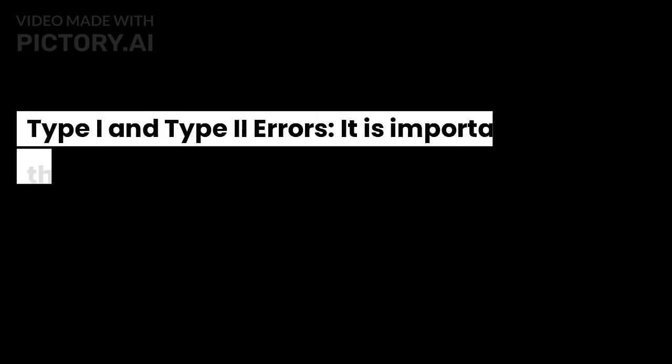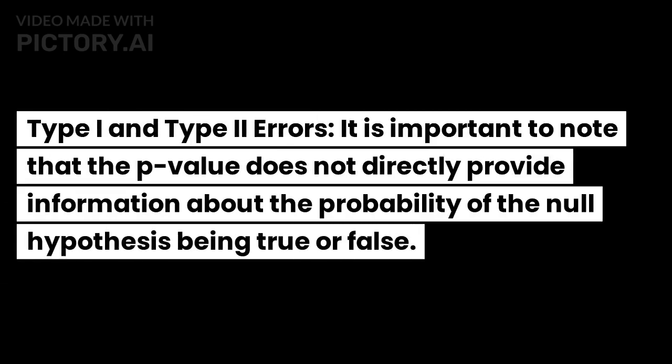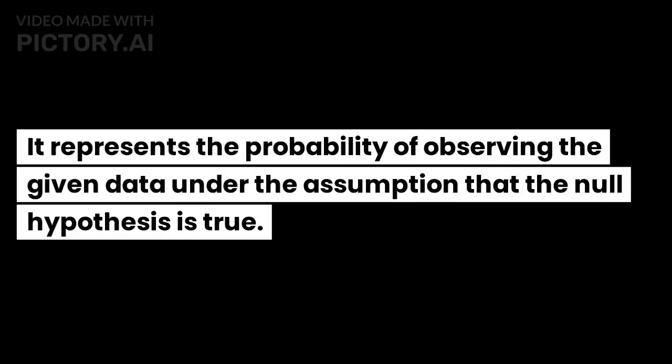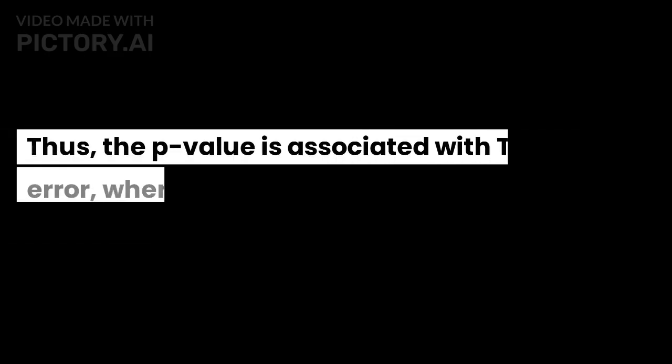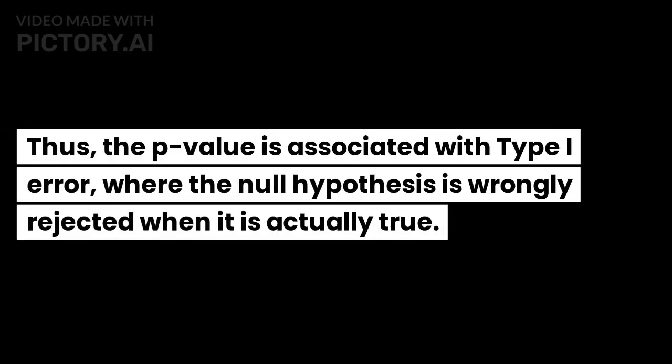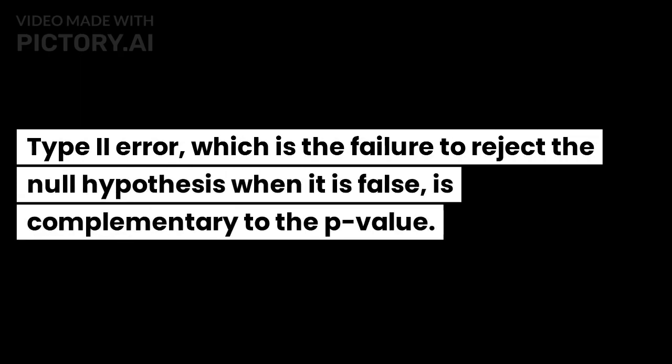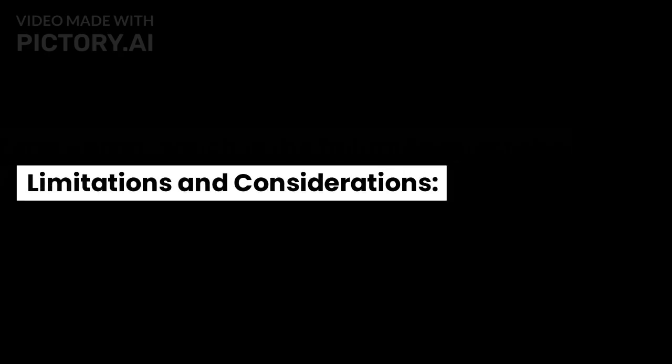4. Type 1 and Type 2 errors. It is important to note that the p-value does not directly provide information about the probability of the null hypothesis being true or false. It represents the probability of observing the given data under the assumption that the null hypothesis is true. Thus, the p-value is associated with type 1 error, where the null hypothesis is wrongly rejected when it is actually true. Type 2 error, which is the failure to reject the null hypothesis when it is false, is complementary to the p-value. Limitations and considerations.